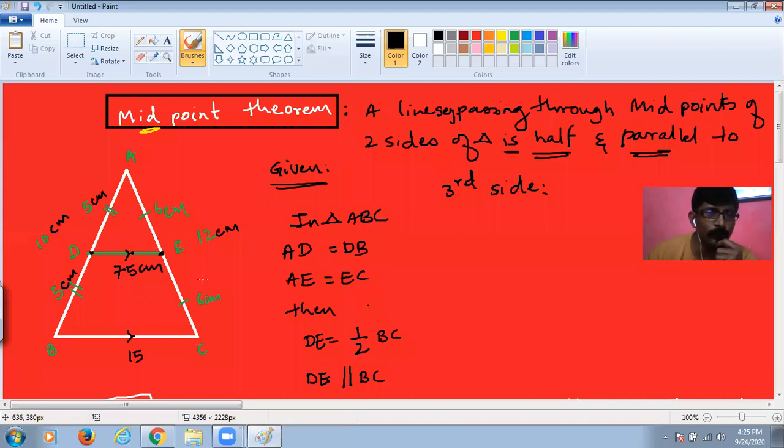And now what we have to prove in that case? See, the line segment is half and parallel to the third side. Means we have to prove that DE is half of BC and DE is parallel to BC. So guys, wait, hold on. I will give the proofs and everything once we finish writing all the theorem statements. Are you going to get it? So hold on. I'll solve your doubts and difficulties once we go ahead. I hope you finished writing all these things.